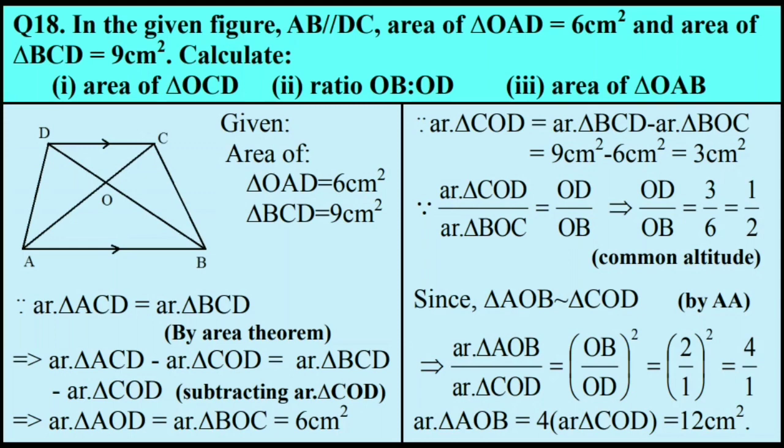Final results are area of triangle OCD is equal to 3 cm square. The ratio OB by OD is 2 by 1 and the area of triangle AOB is 12 cm square.